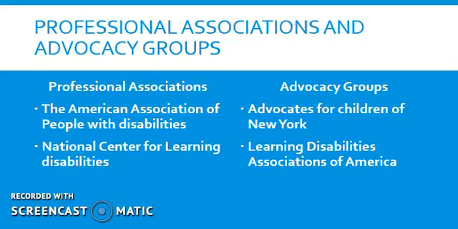Professional associations and advocacy groups. Professional associations. First, I found the American Association of People with Disabilities. This is designed to promote an equal opportunity and independent living for individuals with disabilities. Next, the National Center for Learning Disabilities.